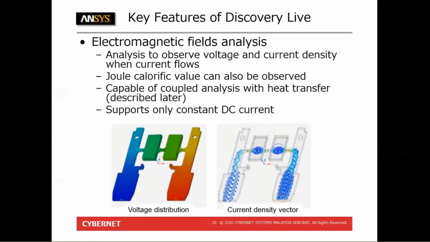Next, we also have electromagnetic field analysis. This analysis is basically to observe the voltage and current density when the current flows. The joule calorific values can also be observed. It is capable of coupled analysis with heat transfer. I will describe this more later on. Currently, it only supports constant DC current.